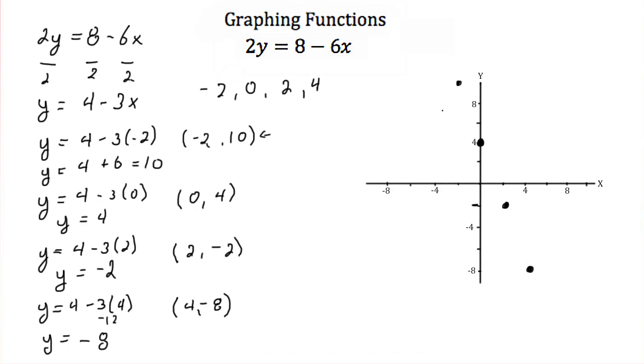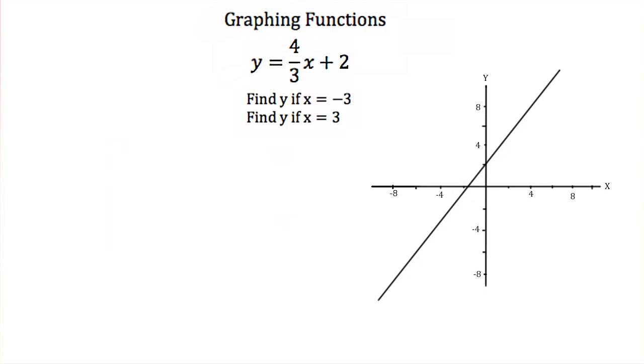But remember, our domain consists of all the numbers on the x-axis. So really we could have picked any point, not just the ones that we did, and they would all fit this equation or fit our domain. So to finish graphing this, now that we have an idea of what this graph looks like, you would draw a line connecting the dots. And this is the graph of 2y is equal to 8 minus 6x.